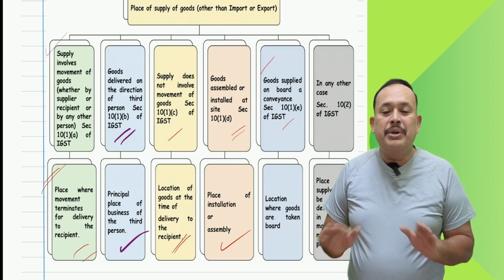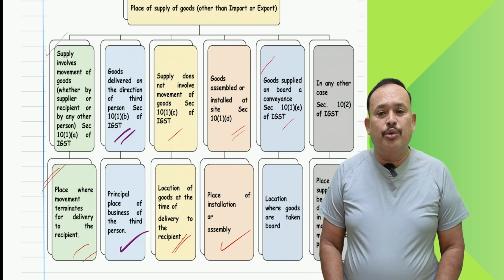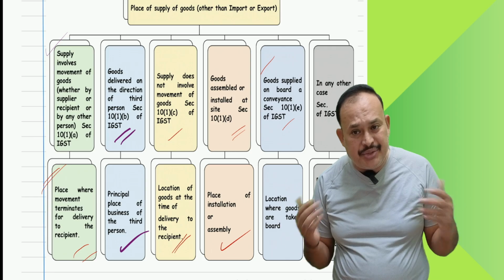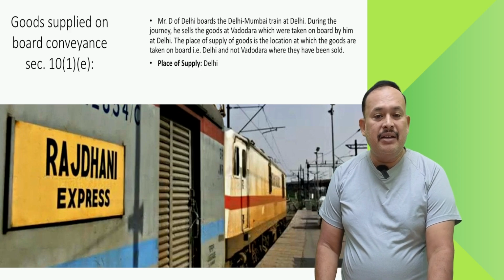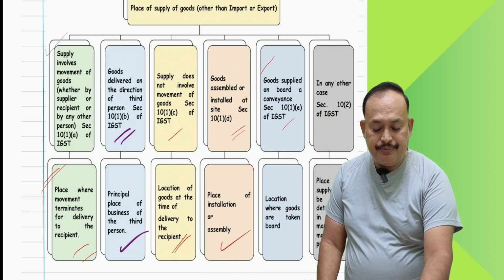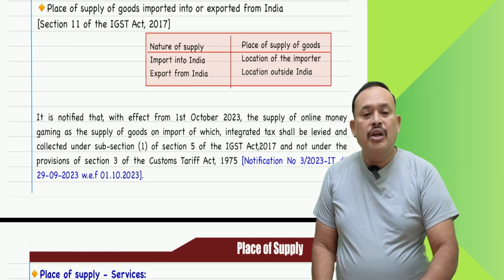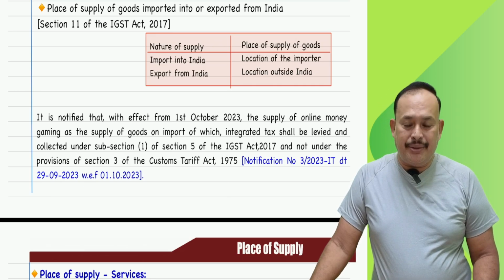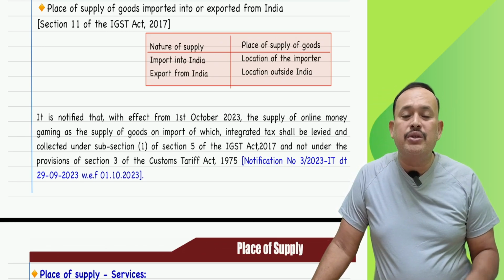So we understood place of supply for supply of goods other than import and export of goods. If import or export of goods takes place, section 11 of IGST refers the place of supply, which is as follows. Look here. If the goods are imported, the place of supply is the location of the importer. If the goods are exported, the place of supply is outside India.